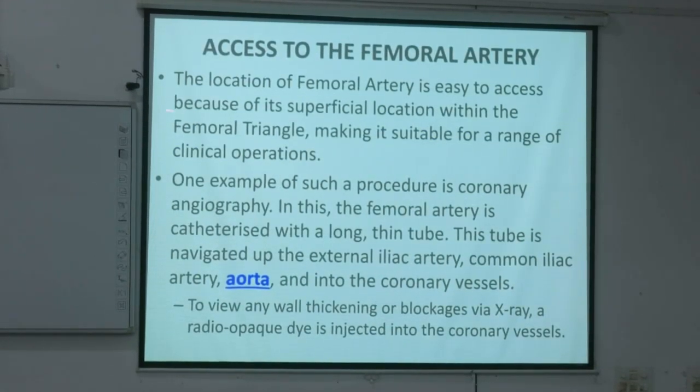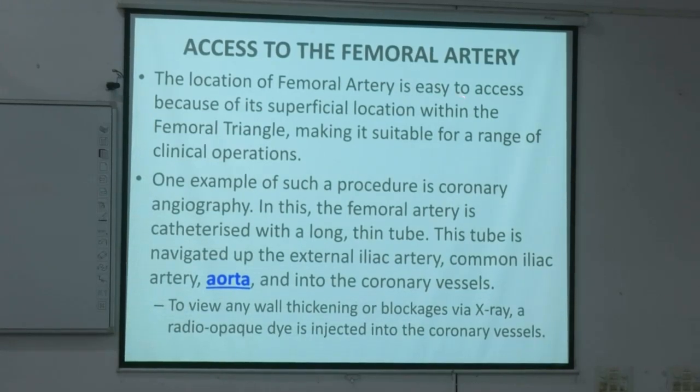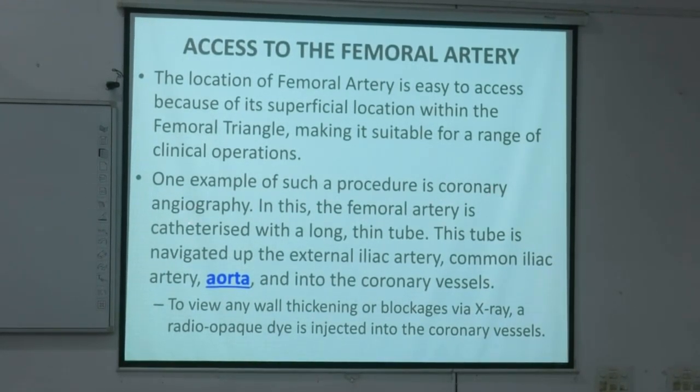Now, access to the femoral artery. The location of the artery is why it is measured, because it is easily accessible. For an arterial tap, if you have to collect arterial blood, that can be collected from this femoral artery. The location of the femoral artery is easy to access because of its superficial location within the femoral triangle, making it suitable for a large range of clinical operations. One example is the procedure known as coronary angiography. In this, the femoral artery is catheterized.